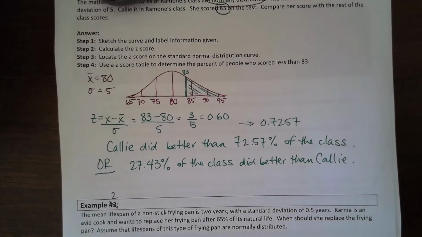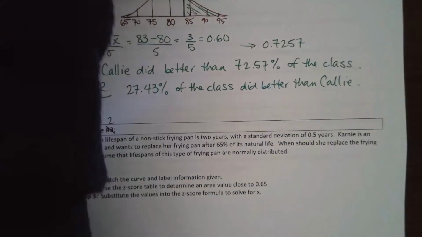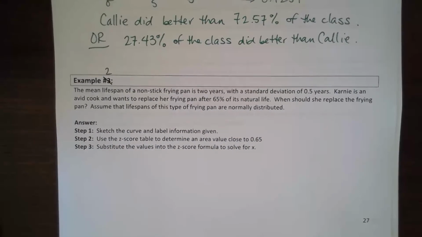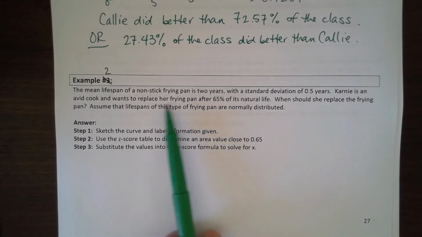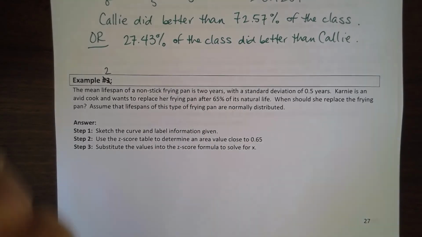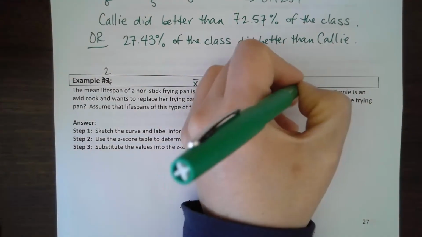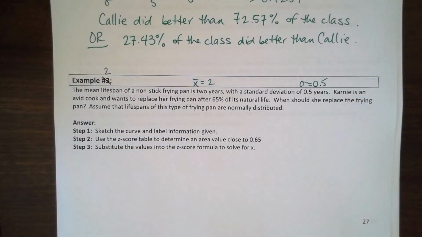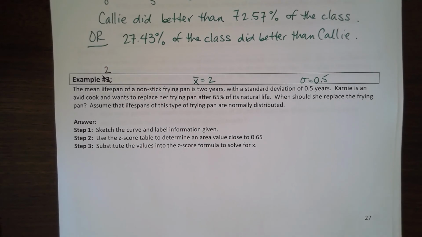The second problem is a little bit trickier. It's only example 2. Got a little carried away here. Not example 3. It doesn't really matter. The mean lifespan of a non-stick frying pan is 2 years. That sounds like an X bar to me. And a standard deviation of 0.5 years. Carney is an avid cook and wants to replace her frying pan after 65% of its natural life. This is what some people think about, I guess. When should she replace the frying pan?